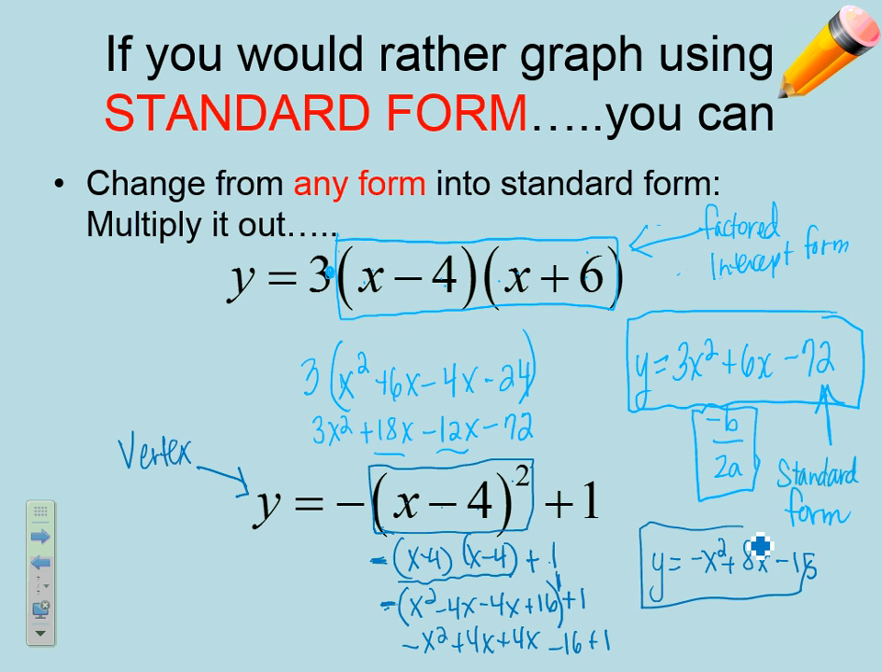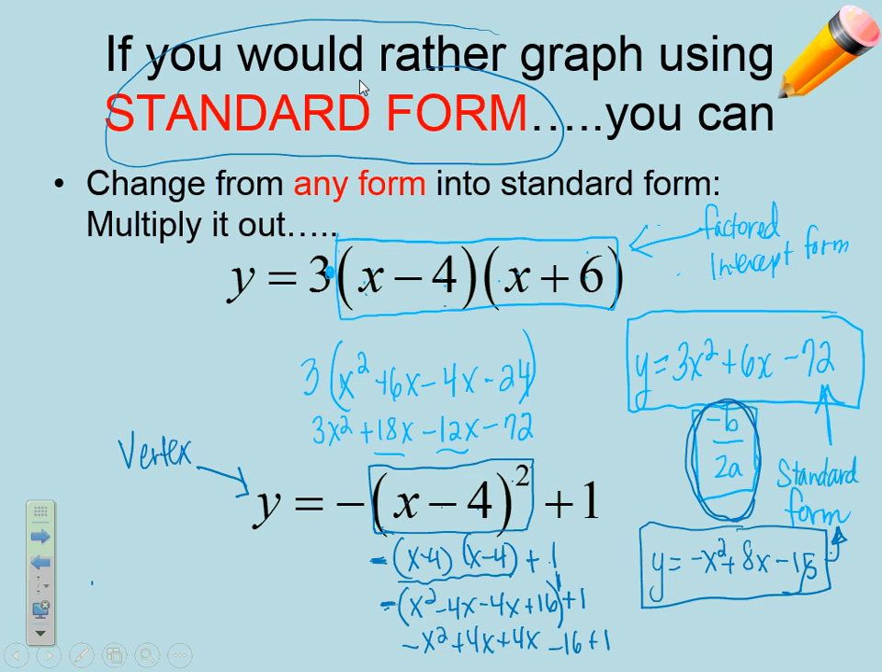That is standard form. Now if I wanted to, that's how I would graph it. I'd use the opposite of b over 2a. So if you don't like graphing in your factored intercept forms or your vertex forms, you most certainly can get them in standard form by multiplying them through. Okay, that's it.